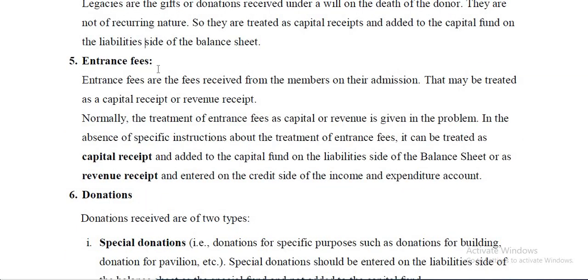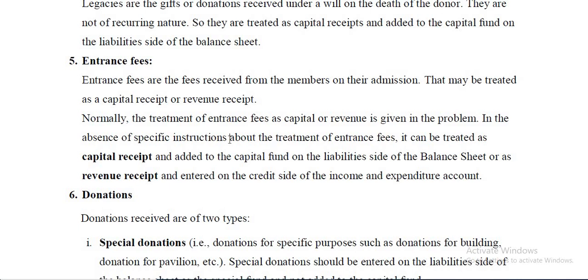Entrance fees. Entrance fees are received from the members on their admission. They may be treated as a capital receipt or they may be treated as a revenue receipt. So there is a controversy whether that should be taken as a capital receipt or revenue receipt. That depends upon the treatment. It is up to you whether to treat it as a capital receipt or revenue receipt in the absence of specific instructions.